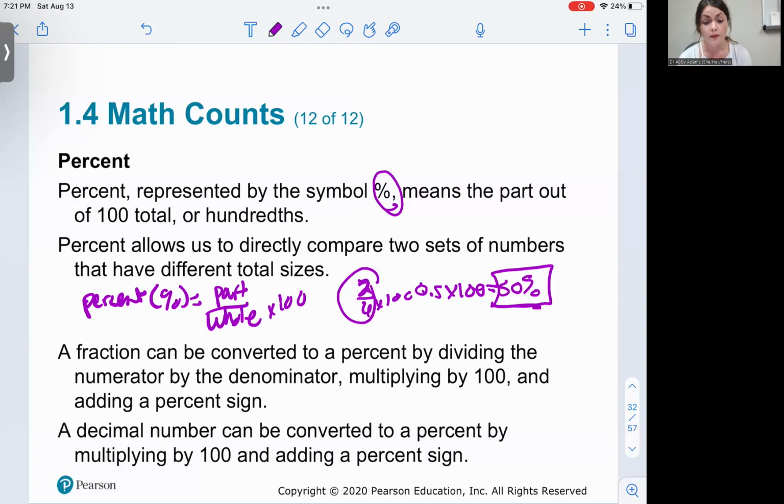A decimal number can be converted to a percent by multiplying by 100 and adding a percent sign. Okay, so basically, let's just do the flip of what we just did. So 0.5 times 100, right? So just think you can move that decimal place 2 times, hundredths, 2 places, 50%. So that's all there is to that. It's really not super complicated. And I think this is it.